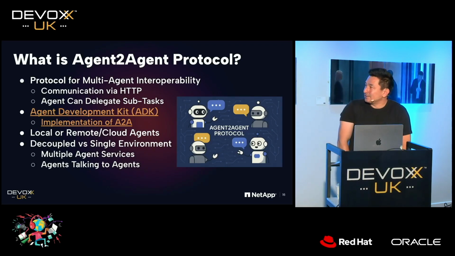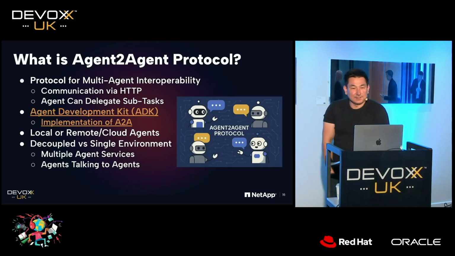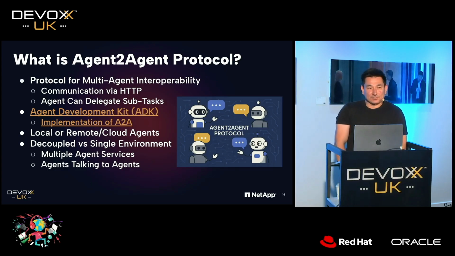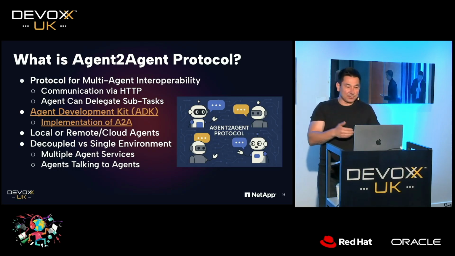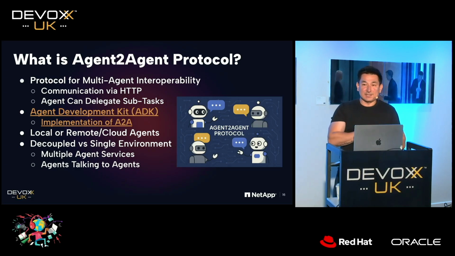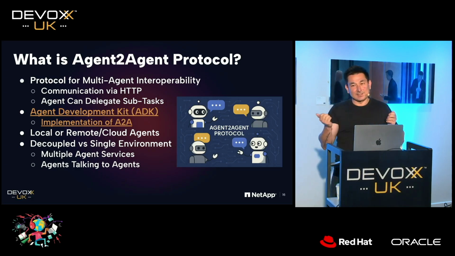So agent to agent is a protocol. It was developed by Google. And what it does is it's a protocol for multi-agent interoperability. If you're talking about multi-agents talking to one another over a known agent-to-agent protocol, that communication is done over HTTP, HTTPS, but the key right there is HTTP, HTTPS, distributed, right?